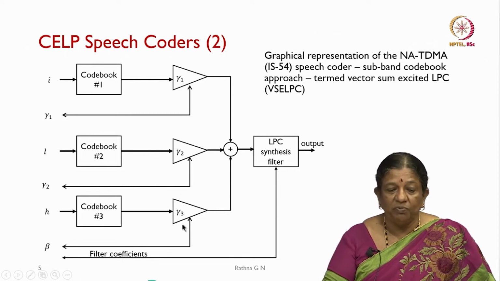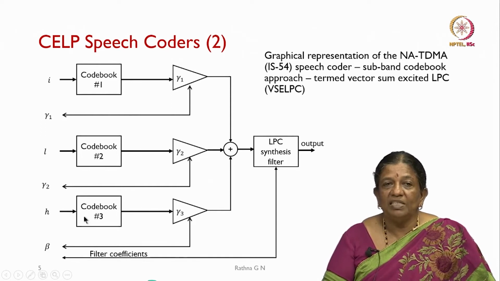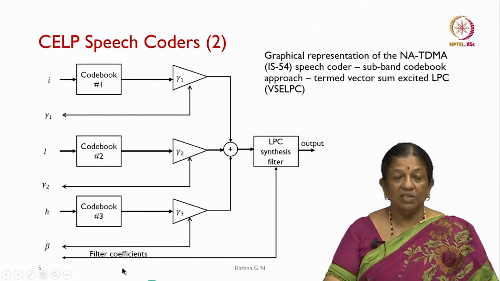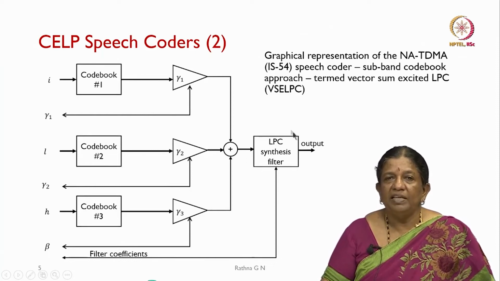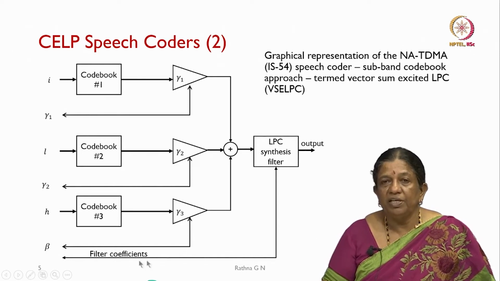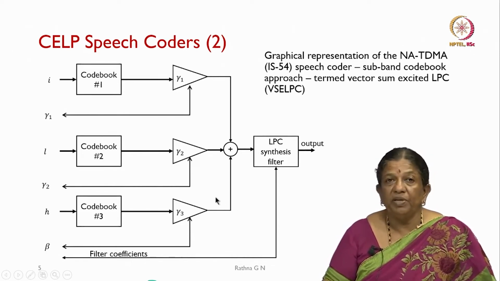These are the gains, y1, y2, y3, and then this is codebook 3. So, you have the H parameter, and beta is the gain for this. These are the filter coefficients that are going to be generated. Then you will see that all of them from the subbands are added up and then passed to the LPC synthesis filter, and these are the output. So, the filter coefficients which are being calculated will be going into our output for combination.